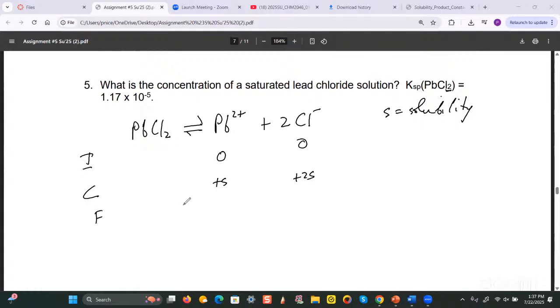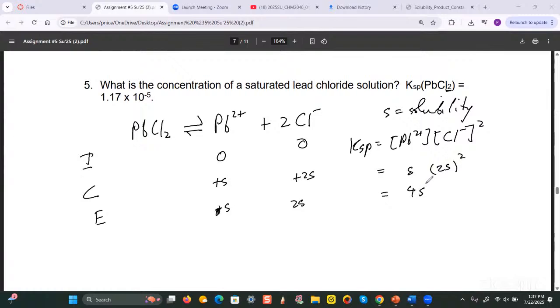All right, so at equilibrium, you're going to have S here, and here you're going to have 2S. So Ksp will be equal to the concentration of Pb2 plus times the concentration of Cl minus squared, right? For lead 2 plus, that would be S, and for the chloride, that would be 2S, squared. So this simplifies to 4S cubed. So Ksp would be equal to 4S cubed, which means that S would be equal to the cube root of Ksp divided by 4.